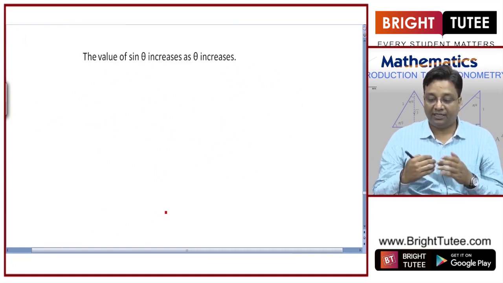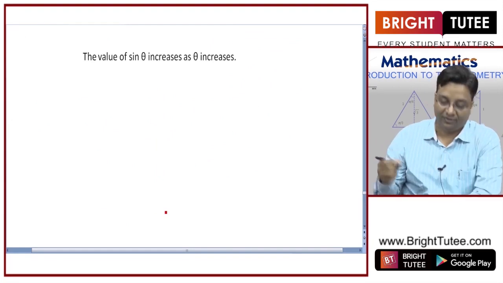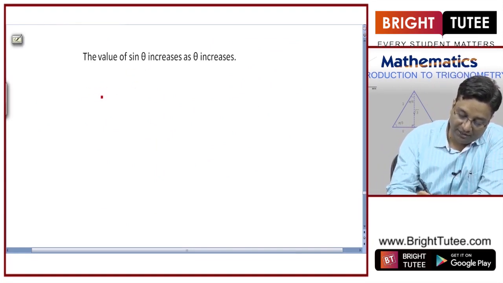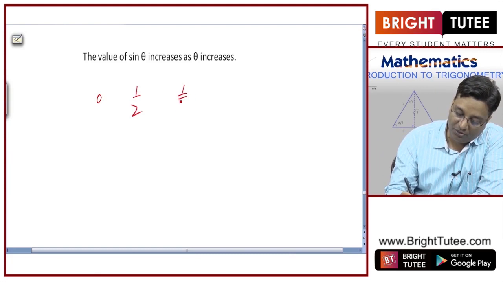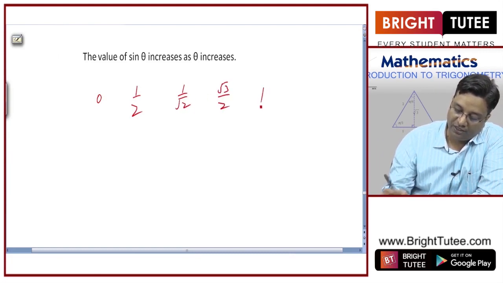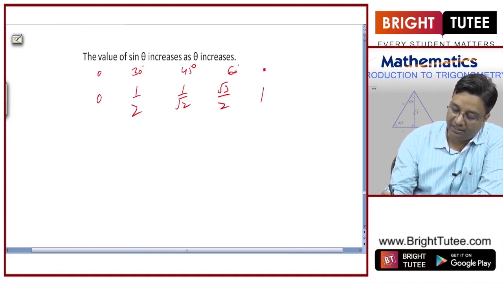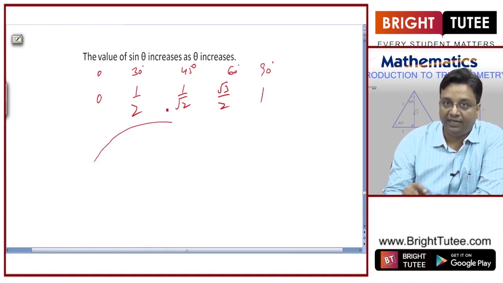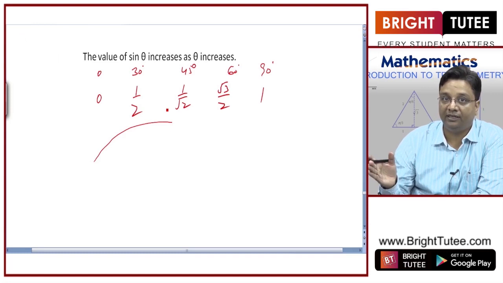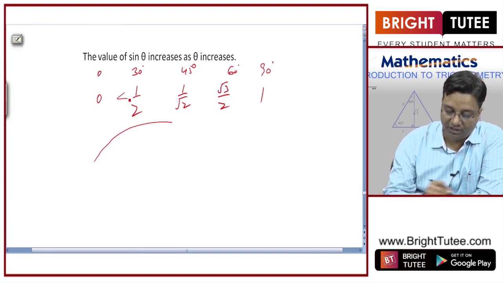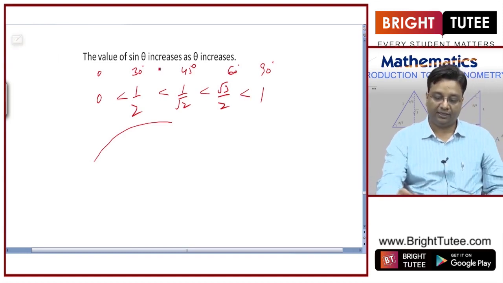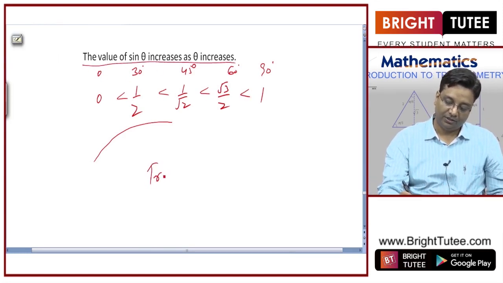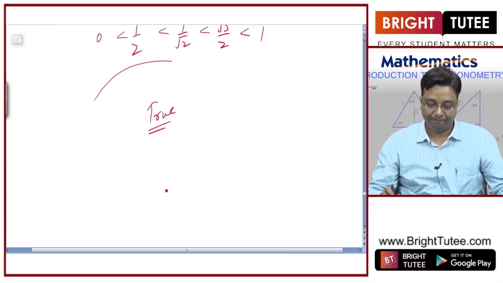The value of sine theta increases as theta increases, right? You remember the values of sine? It was 0, 1 by 2, 1 by root 2, root 3 by 2, 1, right? Going from 0, 30 degrees, 45 degrees, 60 degrees and 90 degrees. So you see the value of sine increases, right, as we go from 0 to 90 degrees. 1 by 2 is more than 0, 1 by root 2 is more than 1 by 2, right? Hence this statement is true. Okay.